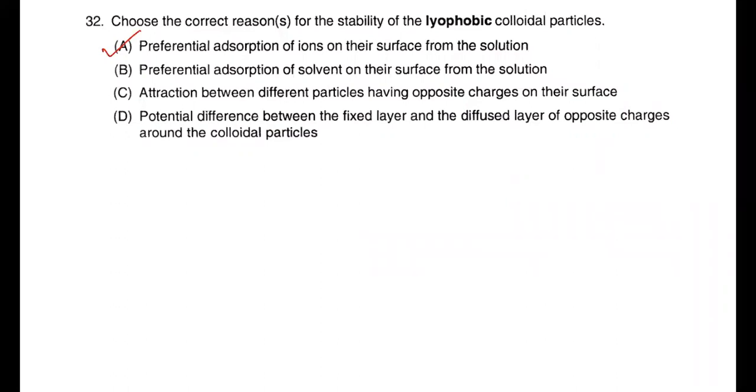Option D is given a potential difference between the fixed layer and the diffused layer of the oppositely charged ions around the colloidal particle. So this is the principal reason for their stability. This is called zeta potential, and as zeta potential will be more, the colloidal solution will be more stable. So with respect to this phenomenon, we can write answer A and D, or you may write one more concept here: higher zeta potential implies more stability of lyophobic colloid.